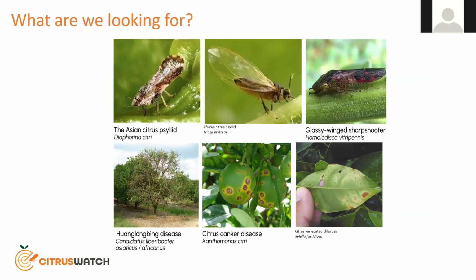Now, what are we actually doing surveillance for? Our primary targets are the Asian citrus psyllid, the African citrus psyllid, and the glassy winged sharpshooter, and they have potential to introduce diseases as vectors, which are huanglongbing and citrus variegated chlorosis, also known as Xylella. Citrus canker is also on there, although we don't generally expect to detect anything like that on our sticky trapping, but we do also monitor for it.